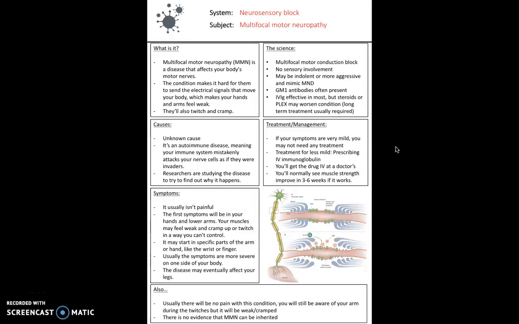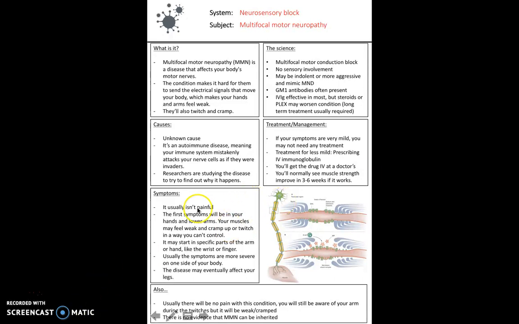Moving on, you've got multifocal motor neuropathy, and this is a disease that affects the body's motor nerves. It's a condition causing weakness but without the loss of sensation, and it progressively worsens over time. In a hospital scenario, sometimes it's mistaken for ALS if fasciculations are present. The cause is unknown, but it is an autoimmune disease, so it's similar to ALS in the respect that your immune system is mistakenly attacking your nerve cells. And current research is underway to try and find out what's really truly the cause of multifocal motor neuropathy.